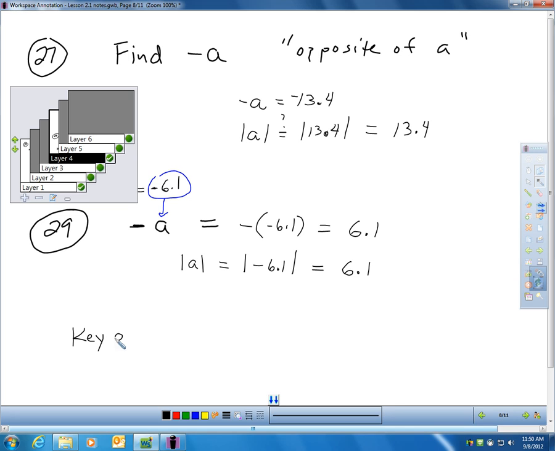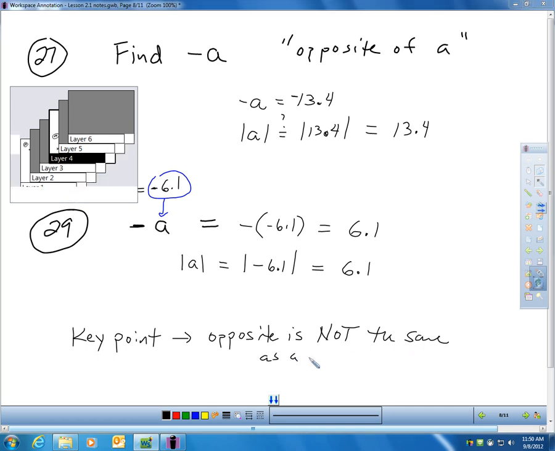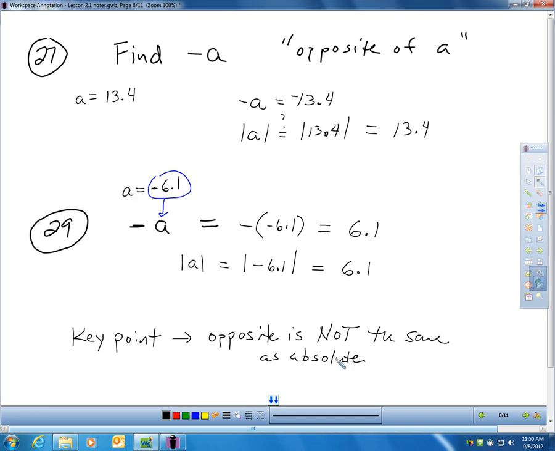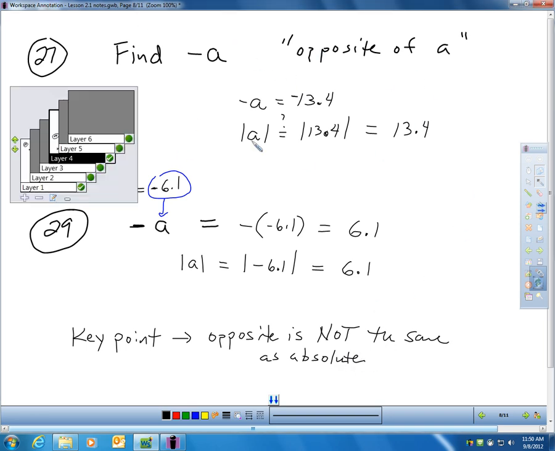I think a key point here that I want to emphasize, make sure we're all okay on: the word opposite is not the same as absolute value. Those are not the same thing. And a great example of that is question 27. Because when A was 13.4, the opposite of A was negative 13.4, but the absolute value of A was still positive 13.4. You don't automatically get the same amount when you take the opposite of numbers and the absolute value of numbers. So that's something you have to be able to differentiate.